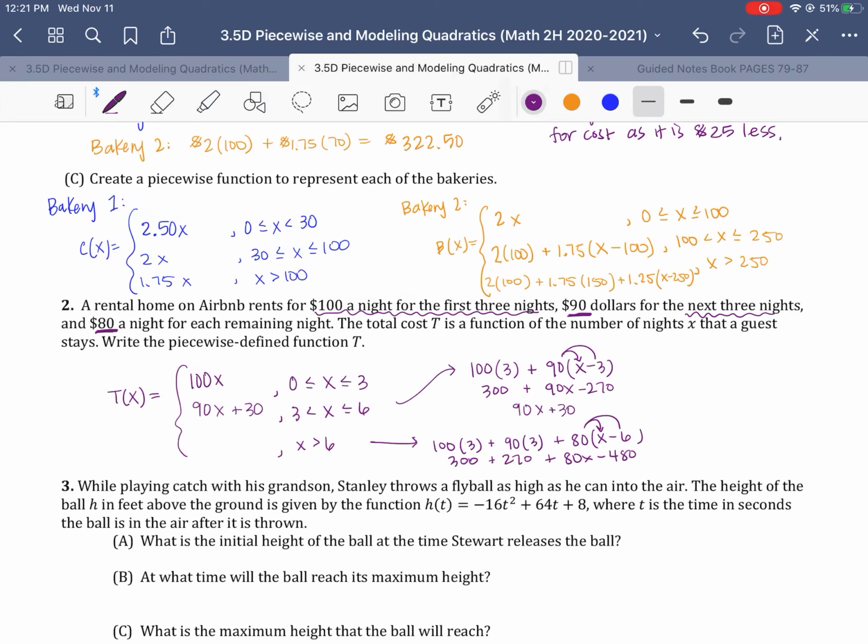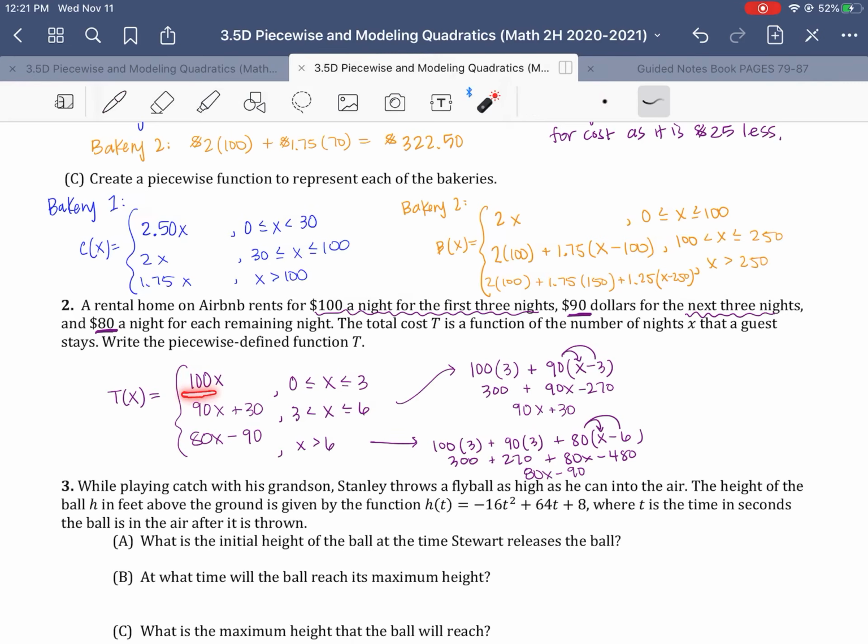And when we simplify all the way down, we're able to figure out what that would be. Let me add that really quick. So we've got 300 plus 270, 570, and then we're going to subtract the 480, and we end up with 90 there. So this is going to be 80x plus 90. And this right there would represent our piecewise function.